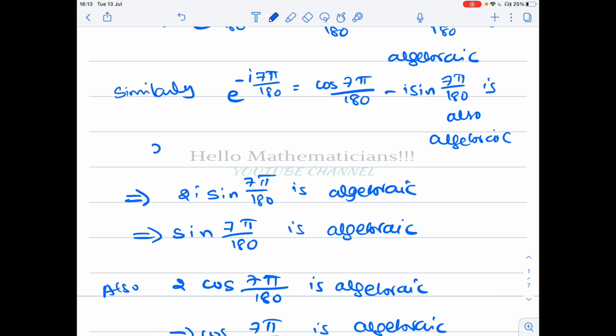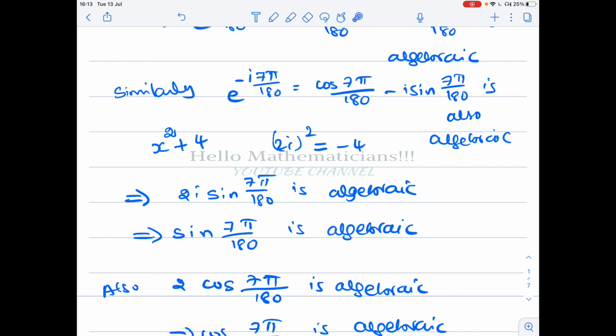Because it satisfies the polynomial x square plus 4. Is that correct? 2i, what will you get? 2i square equal to minus 4. Correct. Therefore, 2i is algebraic. Therefore, 1 by 2i is also algebraic. If you multiply 1 by 2i with this number, you will get sine 7 pi by 180. Therefore, sine 7 pi by 180 is algebraic.